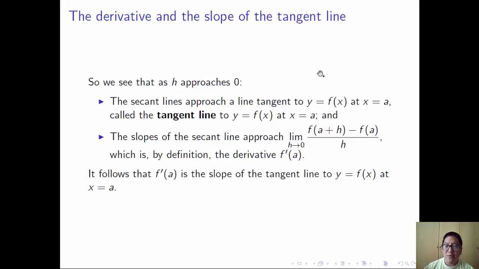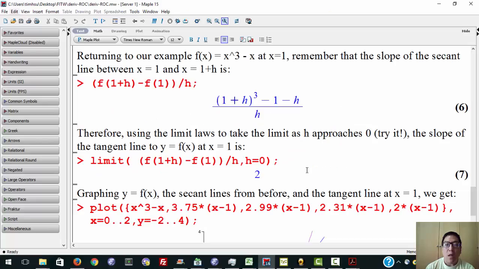So it follows, well, this is not really proof, but I hope it makes sense at this point, that f prime of a is the slope of the tangent line to the curve y equals f of x at x equals a. Okay, so returning to our particular example, f of x equals x cubed minus x at x equals 1. Remember that the slope of the secant line between x equals 1 and x equals 1 plus h is f of 1 plus h minus f of 1 all over h.